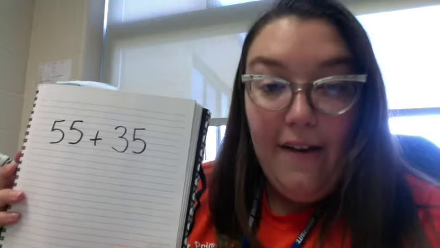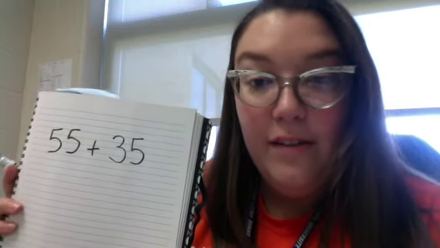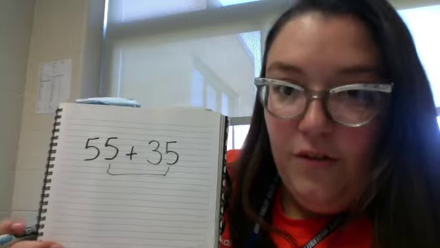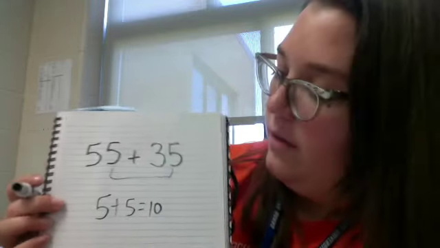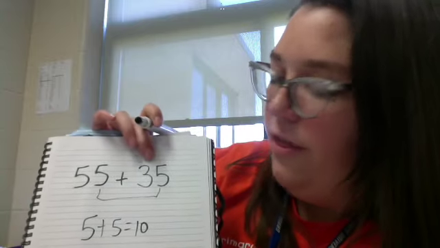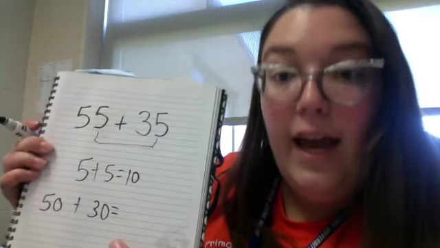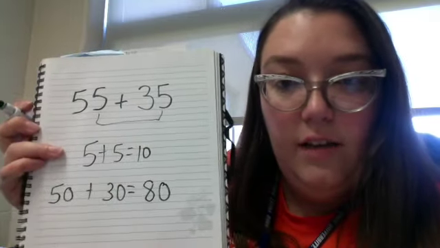And a great way I thought to do this was just looking at the ones and the tens. So let's look at our ones first. We have 5 plus 5. And 5 plus 5 is 10. Okay, so 5 plus 5 equals 10. And then let's take a look at our tens place. We have a 50 and a 30. So 50 plus 30 gets us 80, right? Because 5 plus 3 is 8. So 50 plus 30 is 80.